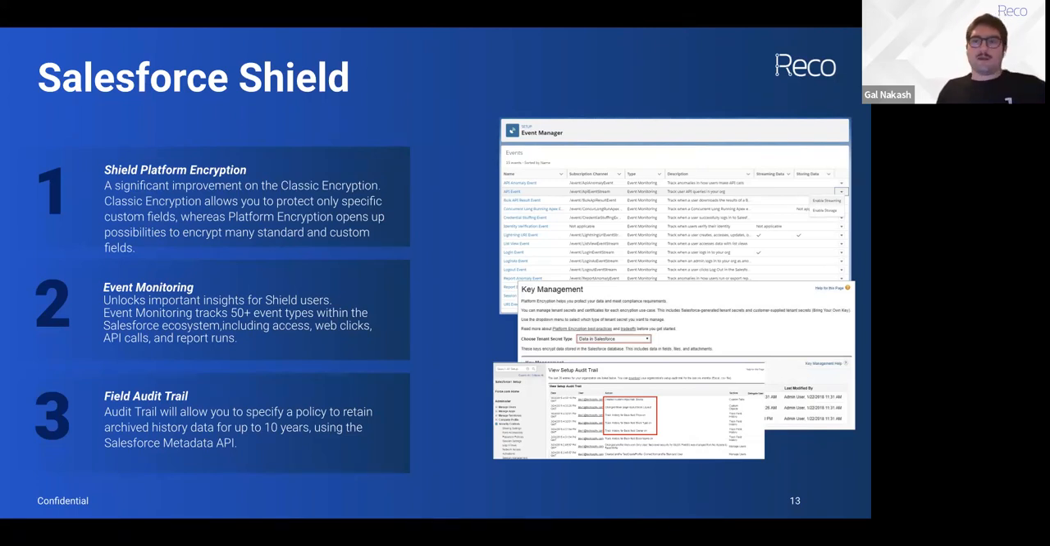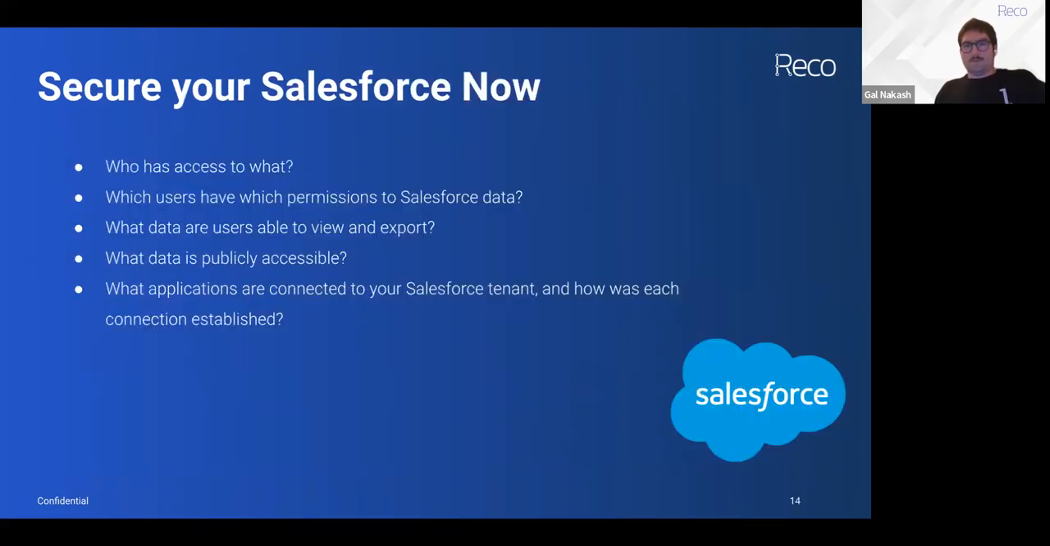And the last offering in Salesforce Shield is the Field Audit Trail. Audit Trail allows you to specify a policy to retain archived history of data. This is basically for compliance, and you can do it by leveraging the Salesforce Metadata API.